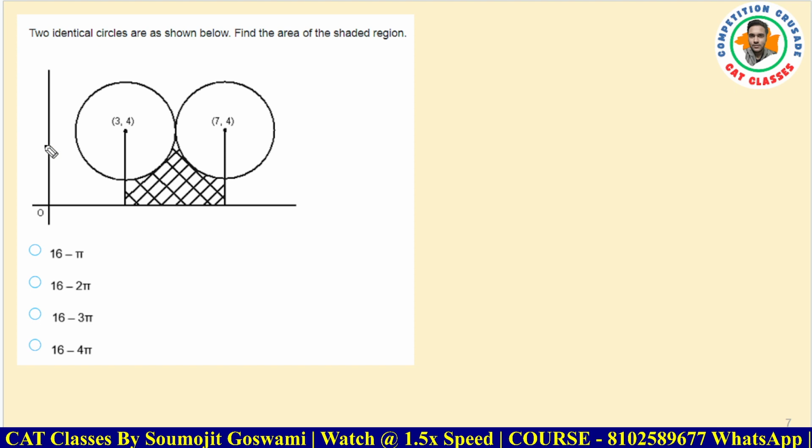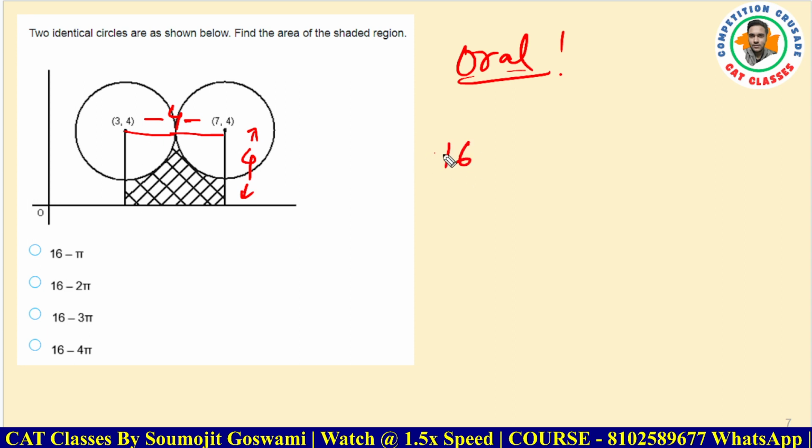Two identical circles are shown in this figure. Find the area of the shaded region. Now this is an oral question. I'll give you 5 seconds to answer. If you pay attention, this is a square. Why? Because from 3 to 7, the x coordinates are given. This is 4 centimeters or 4 units, you can say. The y coordinate is also given, which is 4, so 4 and 4. So typically this structure is a square.